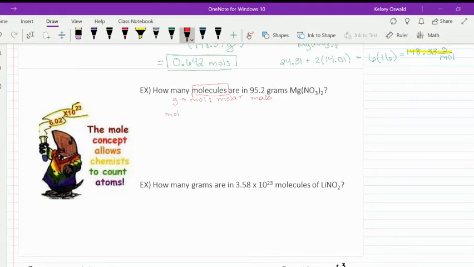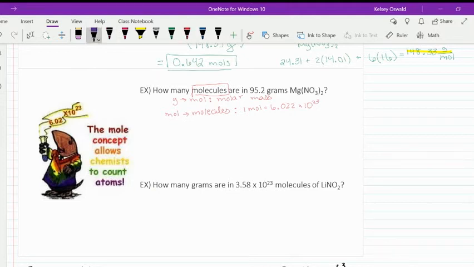We're going to want to go from moles to molecules, or particles. So here we need to keep in mind that 1 mole is equal to 6.022 times 10 to the 23rd particles. So once I know how many moles I have, I'm then able to use Avogadro's number to figure out how many particles I have in that substance. So let's take a look and see what this would actually look like.